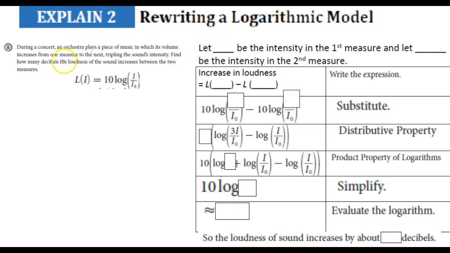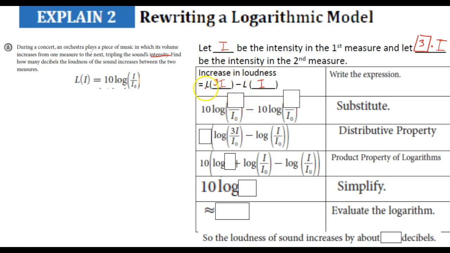So since they use the word intensity, I'm going to say let's let I, for intensity, be the intensity of the first measure. And since it's tripling, what number do you think I'm going to put next to I as I'm multiplying? 2, 3, 4? 3. Alright, let's go ahead and write an expression. So the increase in loudness is going to go from I intensity to 3I. That's a lot.